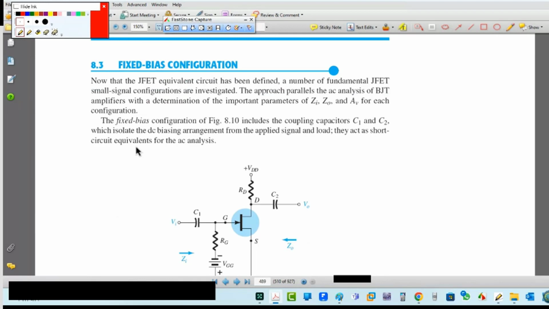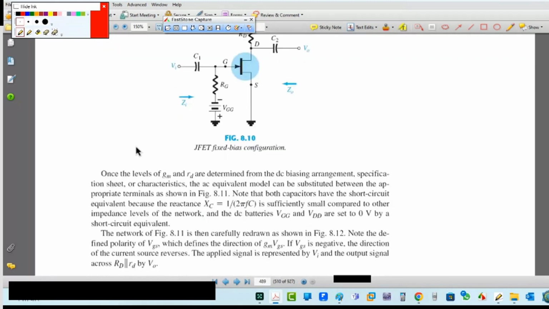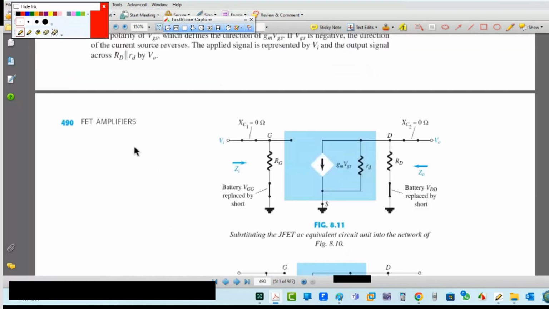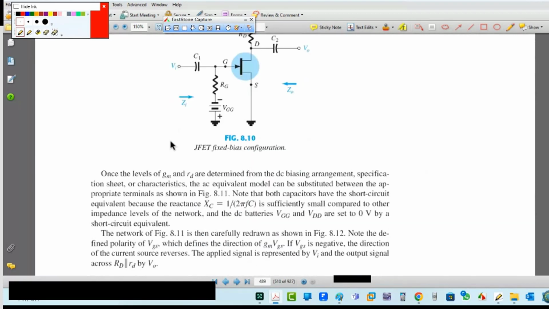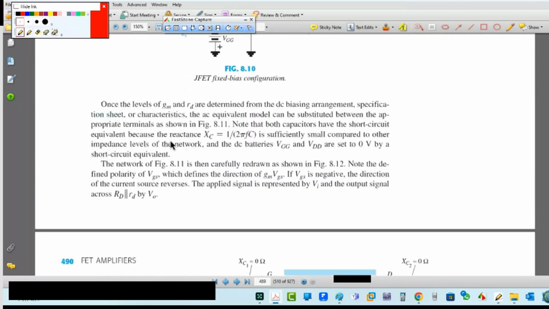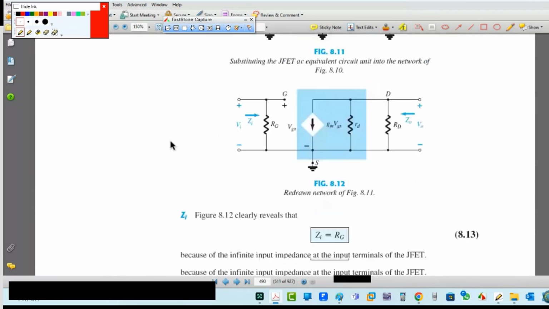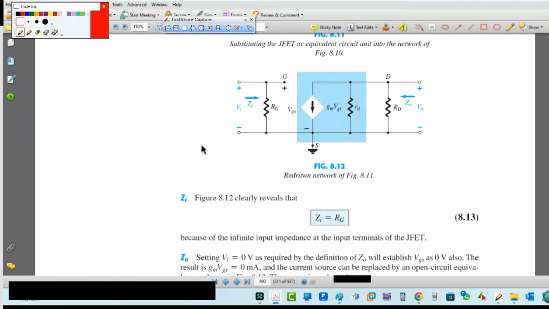First model is the fixed bias configuration model. You know this model, we did it before. The same thing, all capacitors will be short circuit, or DC power will be short circuit. We are using the superposition method. I guess you know this one. So now, slowly, we have this model, exactly the same as BJT. So here we have something, etc.